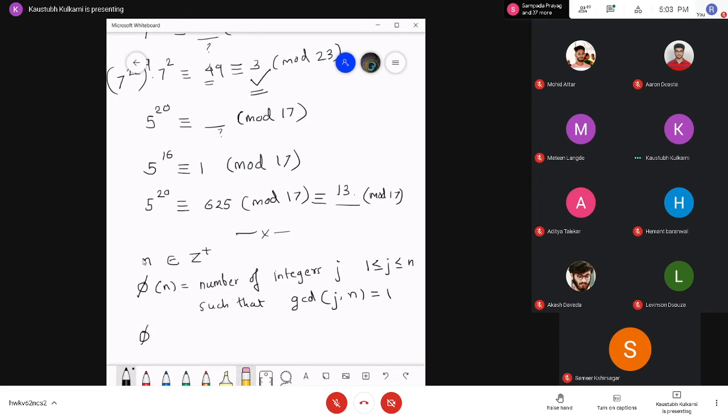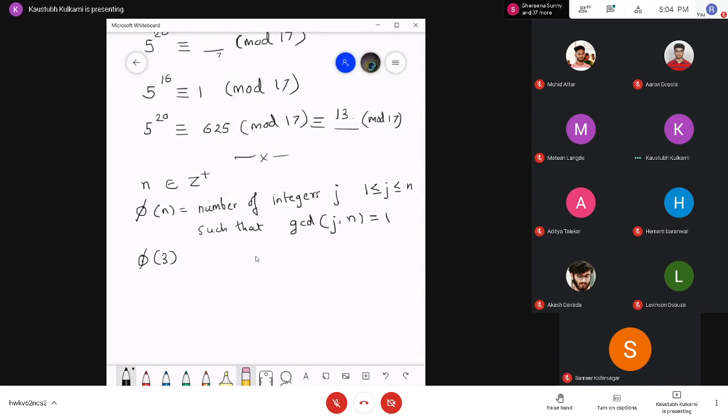So for example, the totient function of 3. What are the candidates? 1, 2 and 3. GCD of 1 and 3 is 1. GCD of 2 and 3 is 1. Therefore the totient function of 3 is 2. Totient function of 4: it is true for j equal to 1, not true for j equal to 2, and j equal to 3 is true. Okay, so again it is 2. Are you getting this calculation?